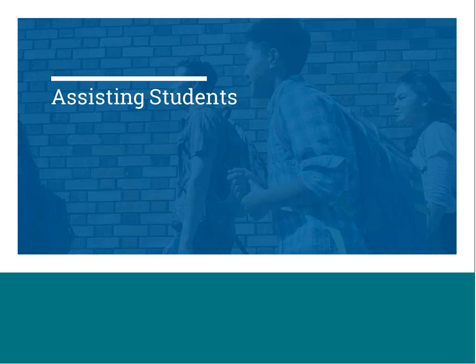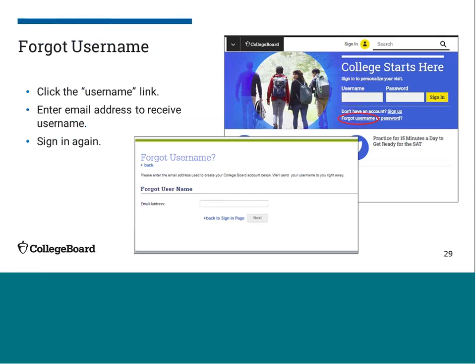You may need to assist students with some of their information. Some students may be challenged in logging into their account. As I mentioned before, they can self-recover their username or password. So let's take a look at the username. If they've forgotten their username, they can click the Forgot Username button, and they'll be asked to enter their email address. When they do this, they're going to get an email from College Board, and they will be able to see what their username is. From there, they can go through the sign-on process and get into their account.